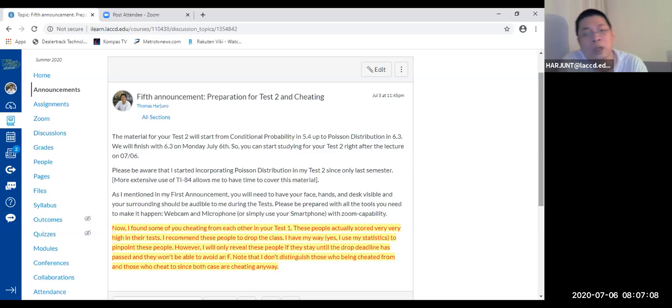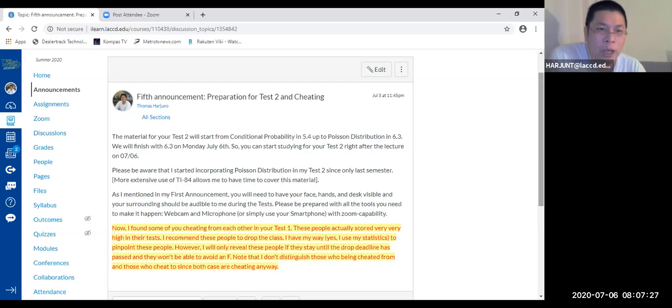Okay, now an important one. I found some of you cheating from each other in your test 1, and there are actually 3 people. These 3 people actually scored very, very high in their tests. Now I recommend these 3 people to drop the class.